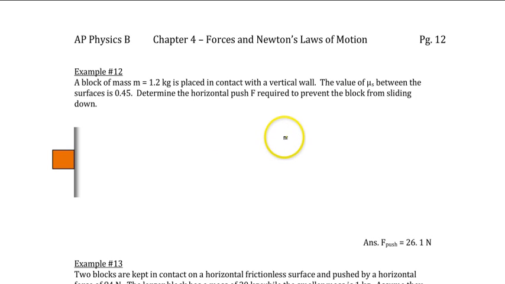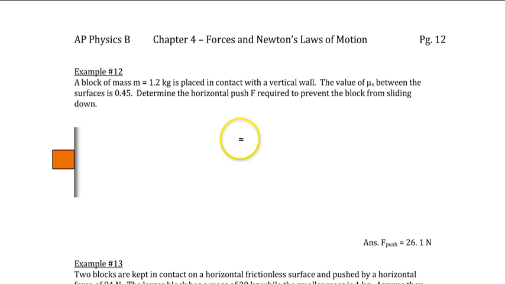Okay, welcome to example 12. We have a block, mass M, 1.2 kilograms, that's in contact with a vertical wall. We're given the coefficient of static friction, which is 0.45, and we want to know what the horizontal push force is required to prevent the block from sliding down.